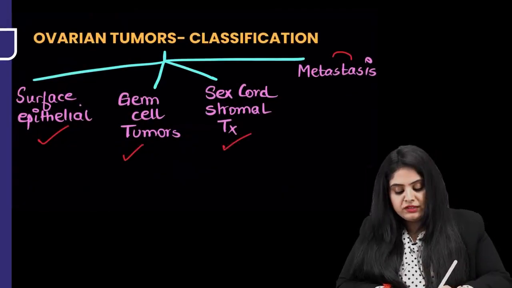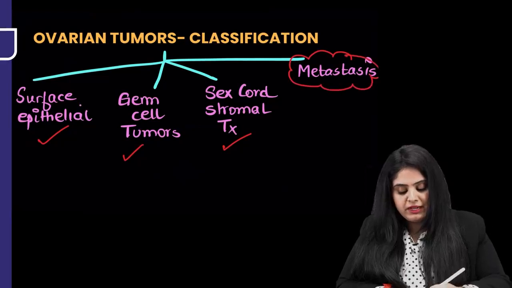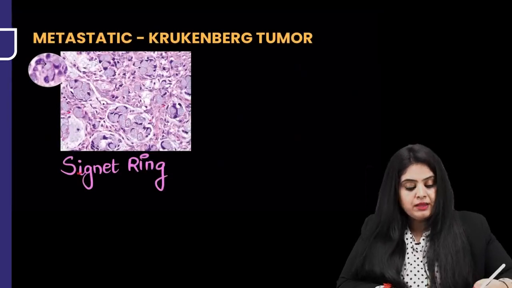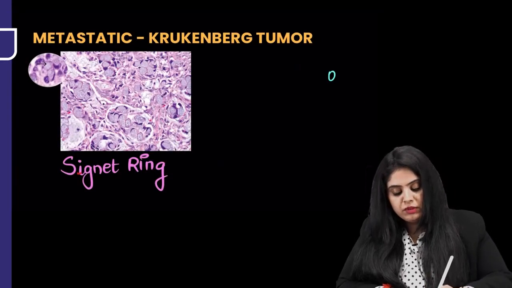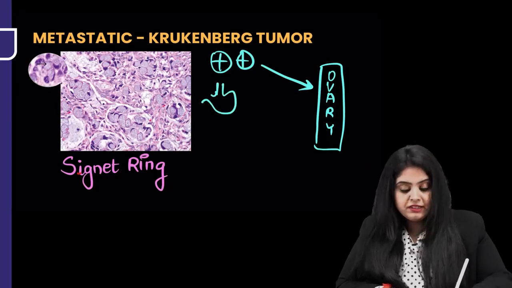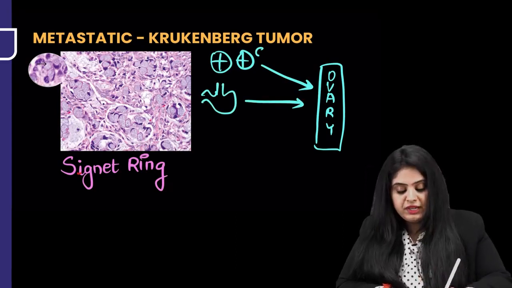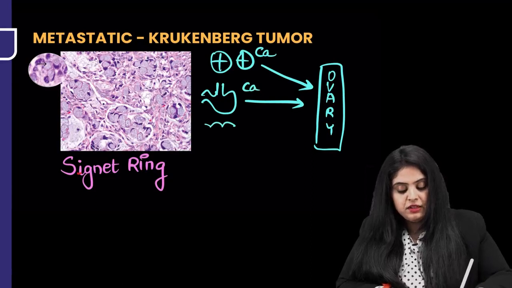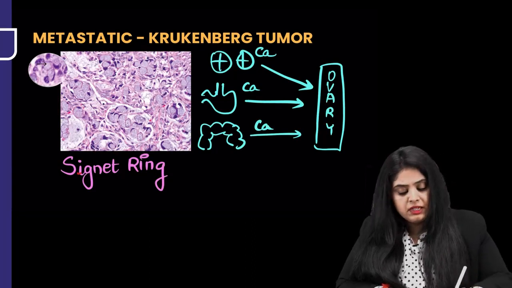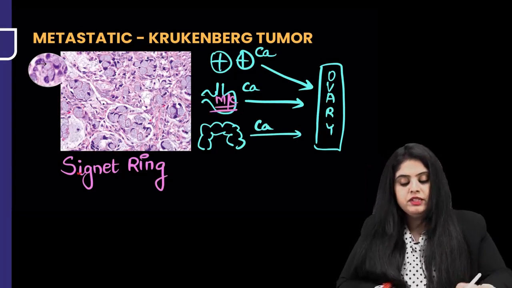The last set is known as metastasis, and we all know that metastasis is referred to as the Krukenberg tumor. Metastasis to the ovary is Krukenberg tumor. So, for example, if this is the ovary, what are the tumors that can come to the ovary? Breast cancer can come to the ovary. Stomach cancer can come to the ovary. So breast cancer, stomach cancer, even colonic cancer, pancreatic, any cancer can come to the ovary. But the most common cancer coming to the ovary is the stomach.